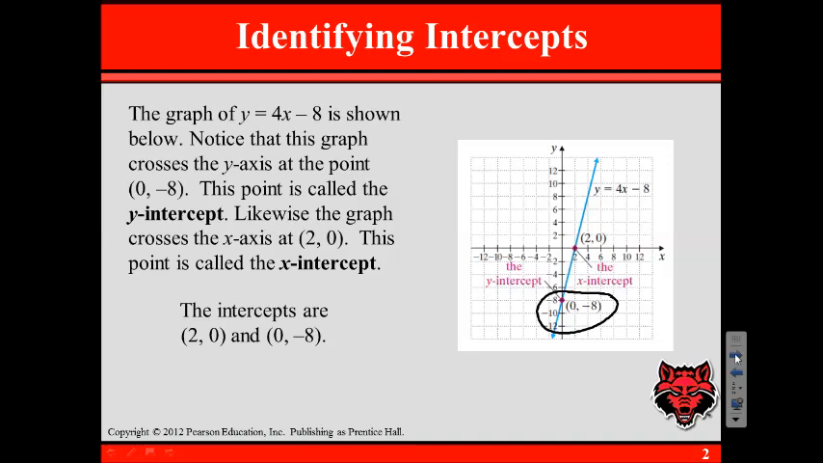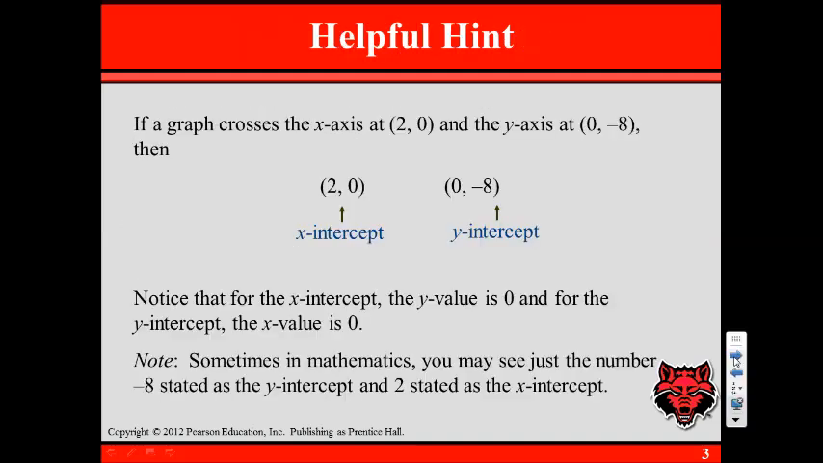Likewise, the graph crosses the x-axis at (2, 0). Similarly, this point is called the x-intercept because this is where our equation intercepts the x-axis. So we say the intercepts of the equation are (2, 0) and (0, -8). If a graph crosses the x-axis at (2, 0) and the y-axis at (0, -8), then we would say (2, 0) is the x-intercept and (0, -8) is the y-intercept.